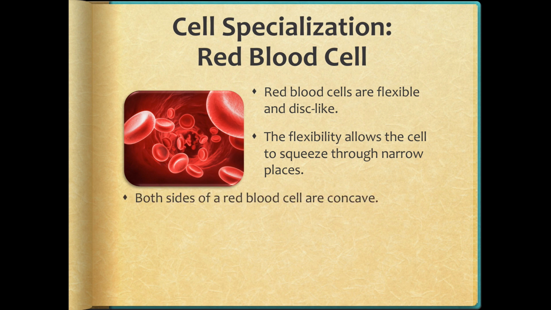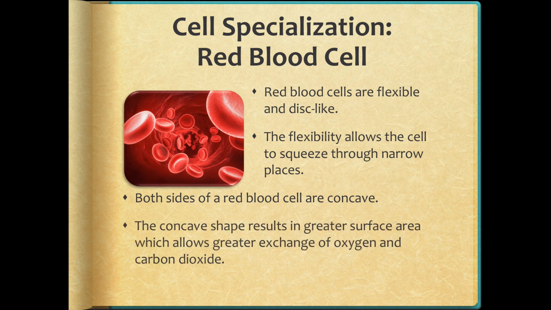Both sides of a red blood cell are concave, which means they kind of tilt in. The concave shape results in a greater surface area, which allows greater exchange of oxygen and carbon dioxide. So this cell's shape helps to get the oxygen and carbon dioxide through your body faster.